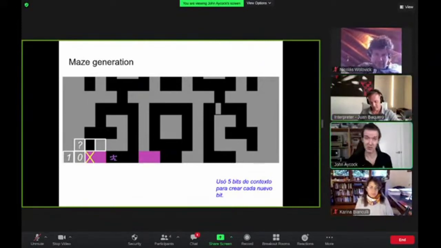Initially, some of the context bits are located in the omnipresent wall on the left-hand side, and they're initialized with 1, 0, and a random bit to give some variety.